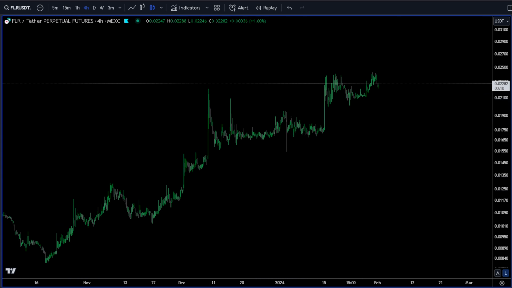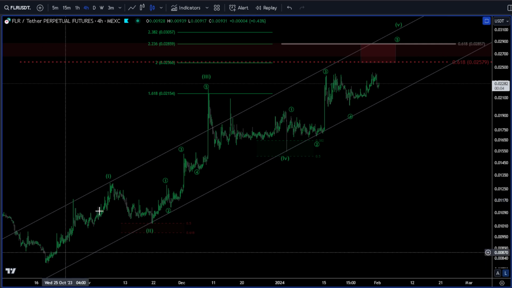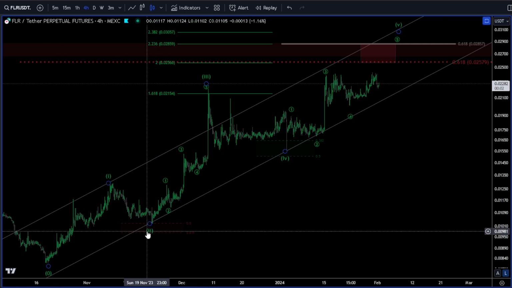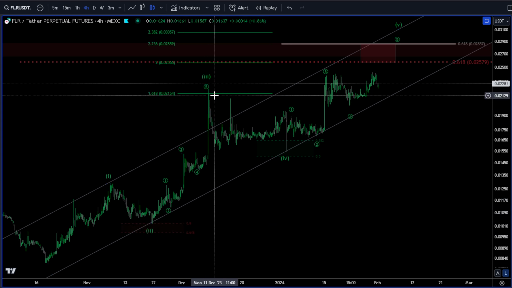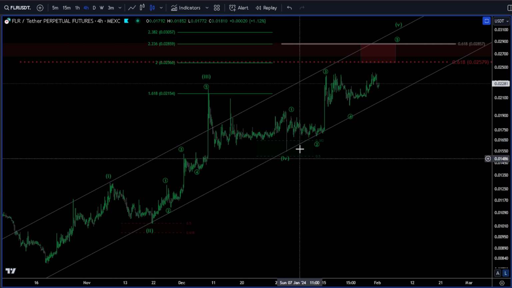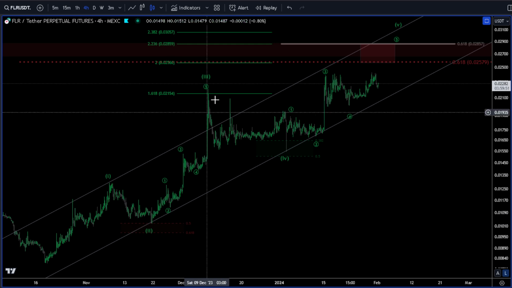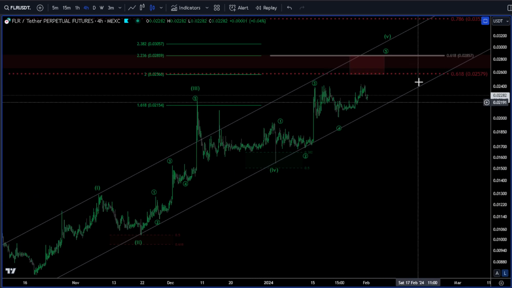Now I'm out on the 4-hour chart. This is my primary count of a 5-wave impulse to the upside. Off the low we had a wave 1 and 2, which came between the 50 and the 618. We then extended off that wave 2 up to the 1.618 extension of wave 1. After that we retraced between the 382 and the 50 as expected of our wave 3, and we're now working on our 5 waves in our 5th wave.